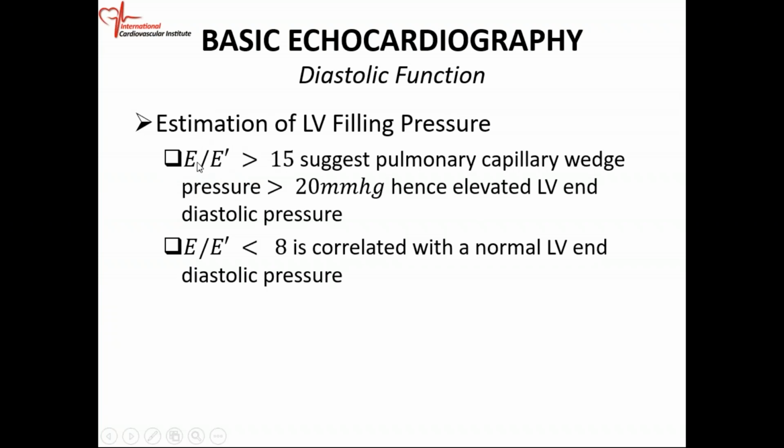If you look at your medial E to E prime ratio, remember, with the mitral inflow you measure the E velocity, and then with your mitral annular velocity, you measure your E prime velocity. If the ratio of E to E prime at the medial annulus is greater than 15, it suggests that you have elevation in the left atrial pressure.